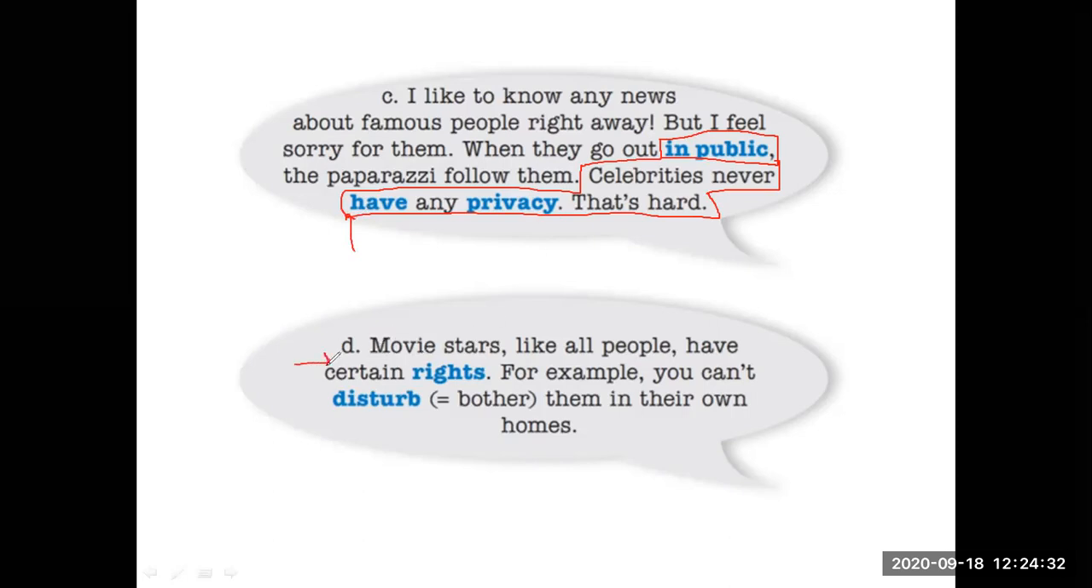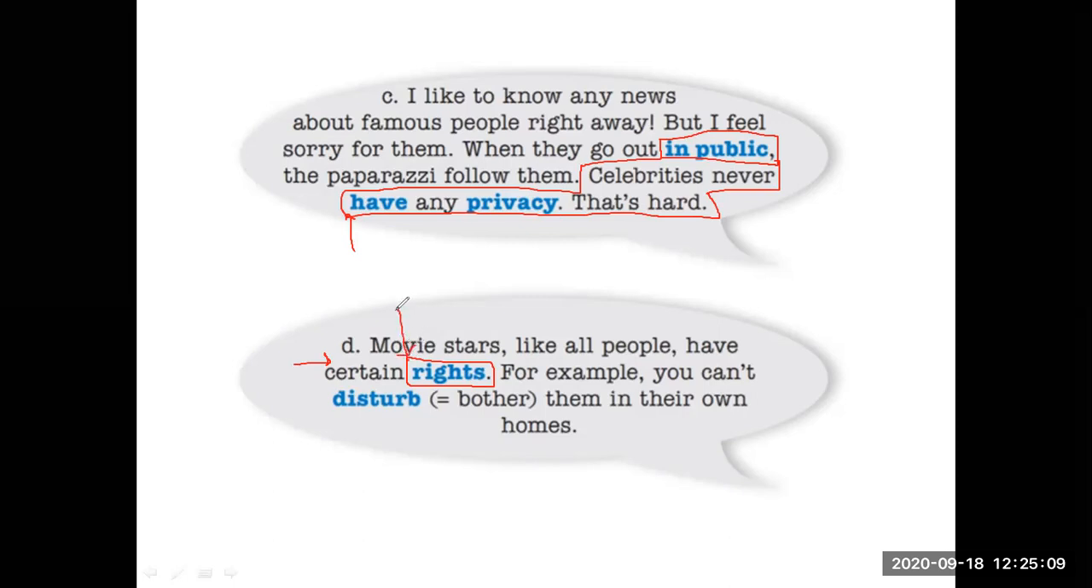Okay, so here we have movie stars: all people have certain rights. You know what rights are? For example, all of us have rights. Children have the right of having a family and the right of having an education. We have rights in our job, the right to have days like weekends to rest. So also famous people have rights.